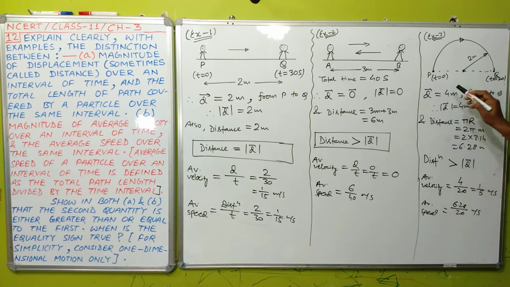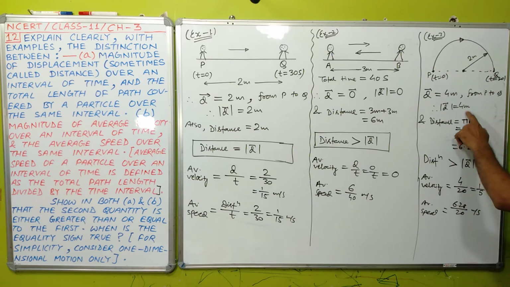Now, what will be the value of displacement? Displacement is the shortest possible path, which is directly from P to Q, and its length will be 2 meter plus 2 meter. Be very clear, this is also a radius, so its value is 2 meter. 2 meter plus 2 meter means 4 meter. This will be the magnitude of displacement, and its direction will be from P to Q.